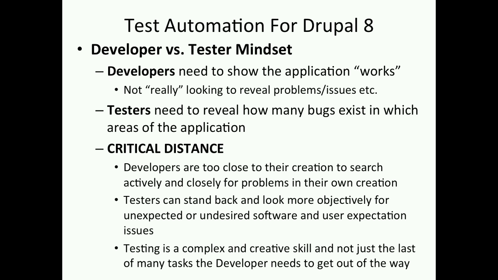And often when developers test their own software, they're not really looking to reveal problems and issues. The thing is, testers really are looking to find problems. We like finding bugs. To us, bugs are good. And we need to show not just bugs exist, but how many exist, what kind of bugs are they, and where are they, and what happens.